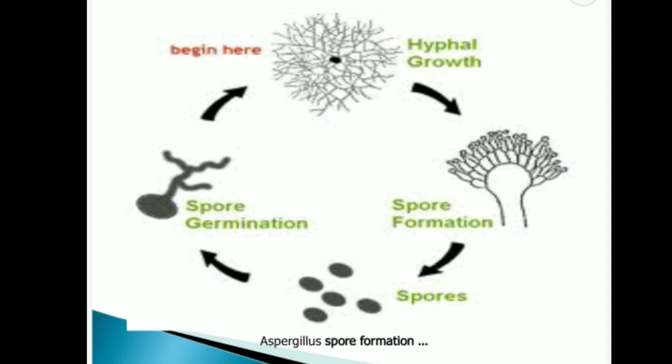First of all, you will see this hyphal growth. It gives rise to spore formation. These hyphae grow and give rise to spores. Afterwards, these spores fall off from the hypha due to wind or any other means. Then when they fall on a suitable substratum, they germinate, and afterwards there will again be formation of hyphal growth, and this cycle goes on.